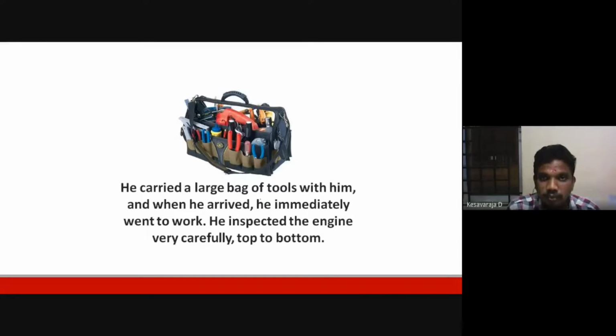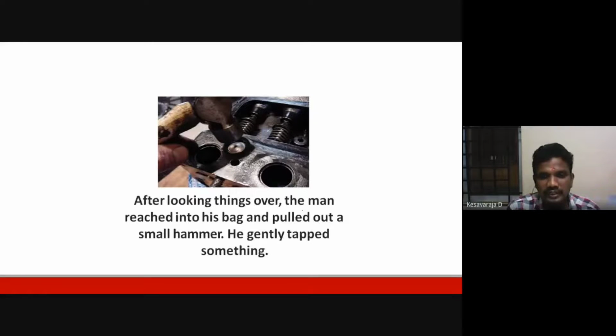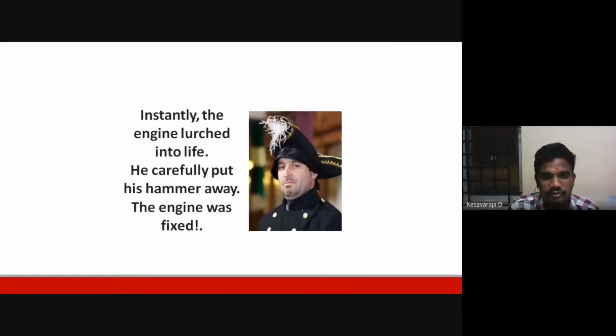The old man came to the ship with a large bag of tools. He immediately started his work and inspected the engine from top to bottom. The ship owners were watching him. The old man took a small hammer from his large bag of tools, and with the help of that small hammer, he gently tapped on the engine. Immediately the engine lurched into life. Everyone was very happy.